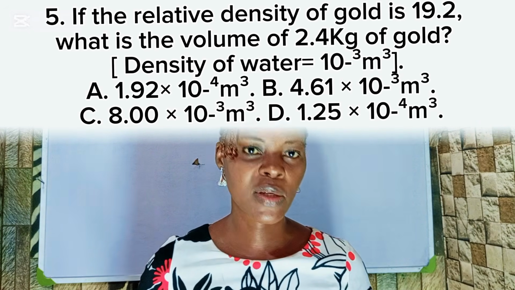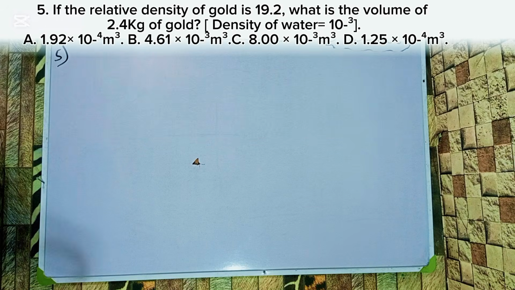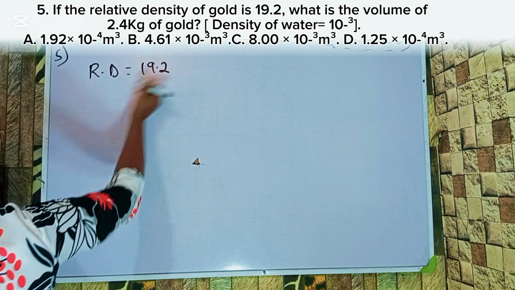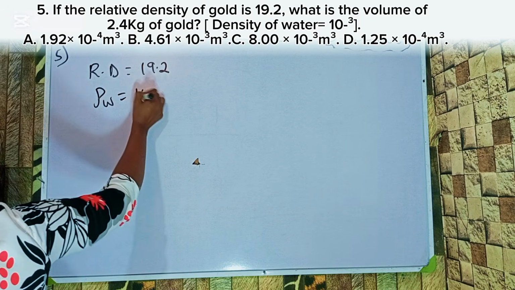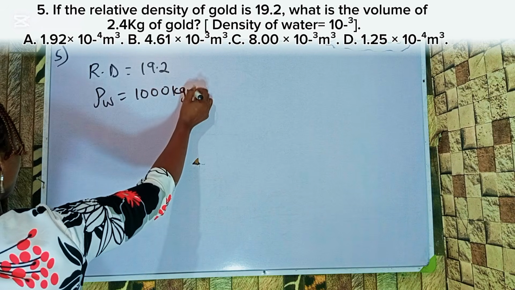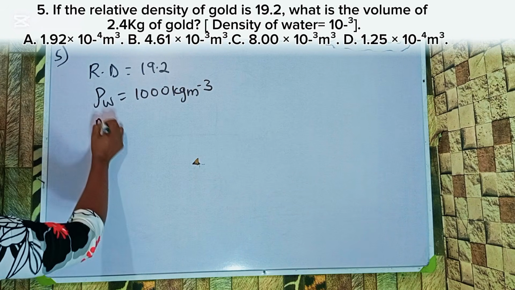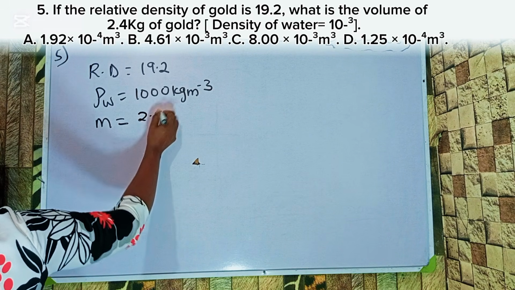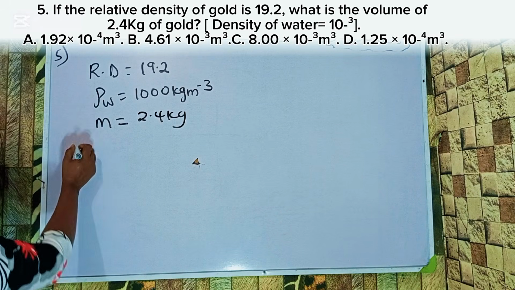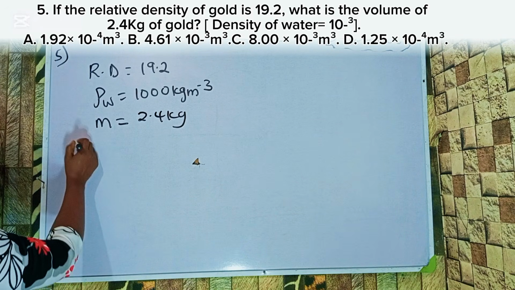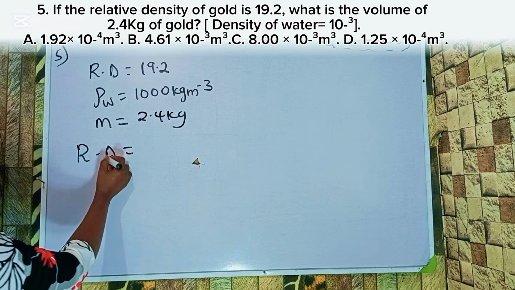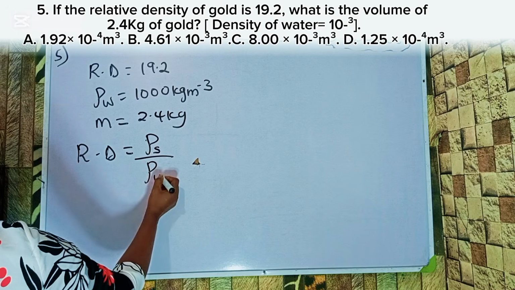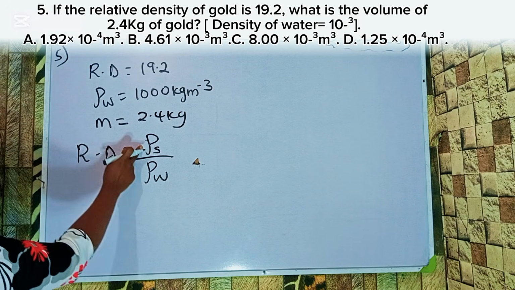So let's see how we're going to solve this question, guys. Now, solving this question, we must take the parameters. Relative density is given as 19.2, right? So the density of water is given as 1000 kilogram per meter cube, right? So the mass of this metal is 2.4 kg, right? So we should know that relative density, which is RD, is equal to the density of the metal or the solid over density of equal volume of what? In water.